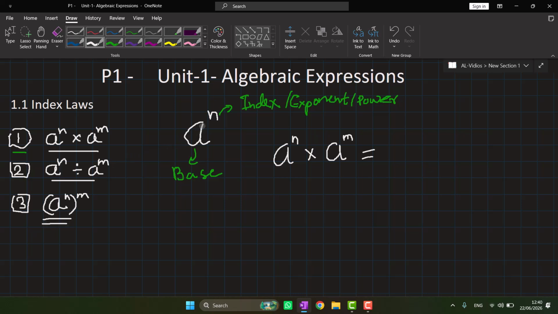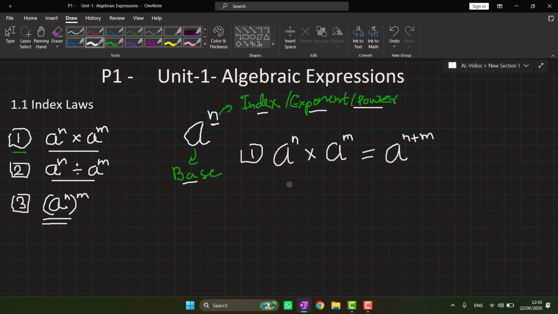Now, if you look at the term a with superscript n, a we call the base, and what is in superscript over here, we call the index, exponent, or power. In the first rule, a raised to the power n multiplied by a raised to the power m, we can write it as a raised to the power sum of these two, n plus m.